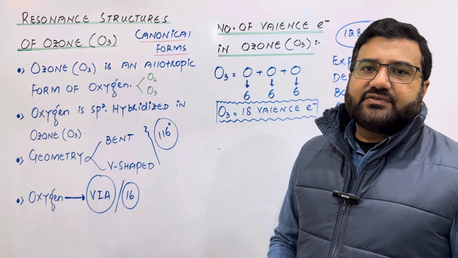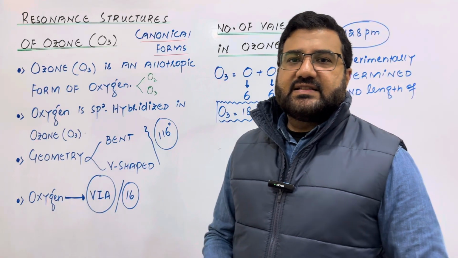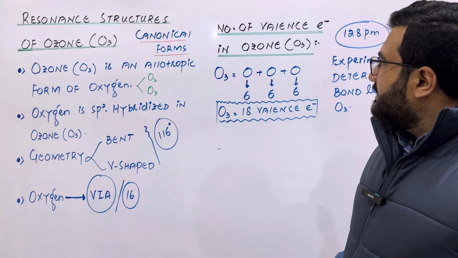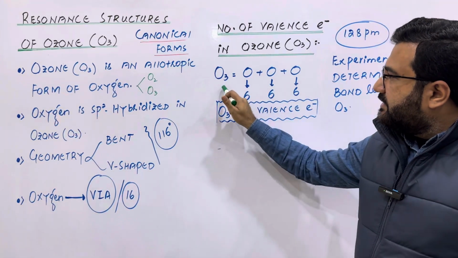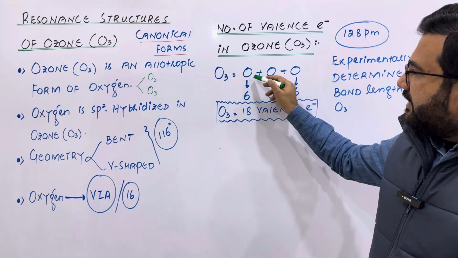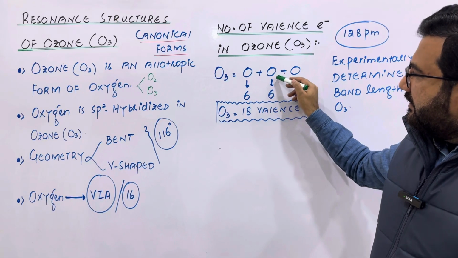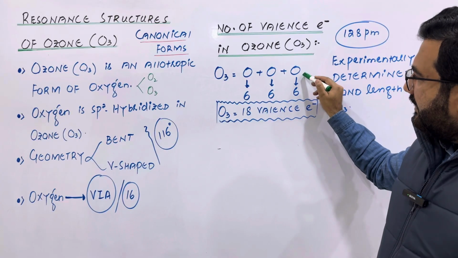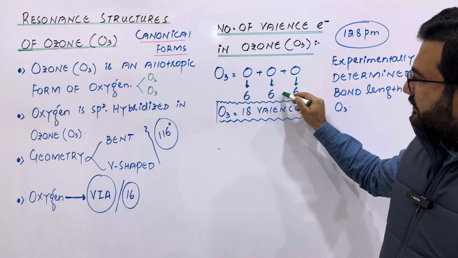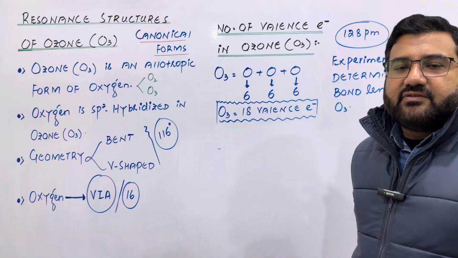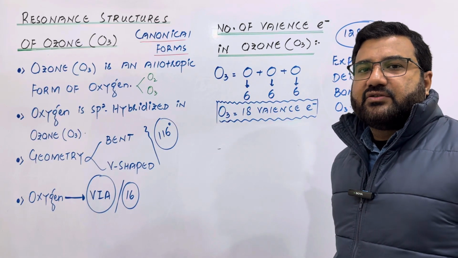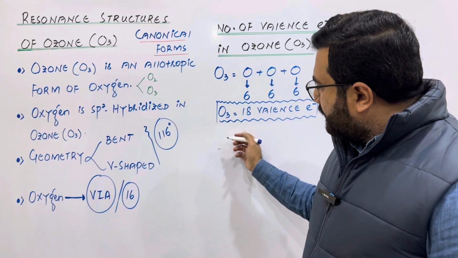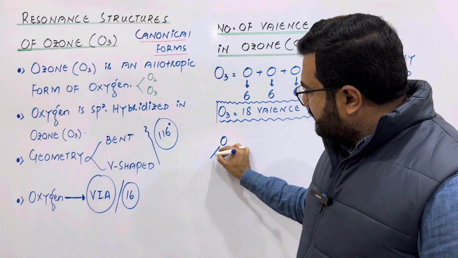As it is a member of group 6A, it must have 6 valence electrons in it. Now let us calculate the total number of valence electrons in ozone. Ozone consists of 3 oxygen atoms. One oxygen has 6 valence electrons, the other has 6 valence electrons, so 6 plus 6 is 12, and when the 6 valence electrons of the third oxygen are added, there will be a total of 18 valence electrons in ozone.